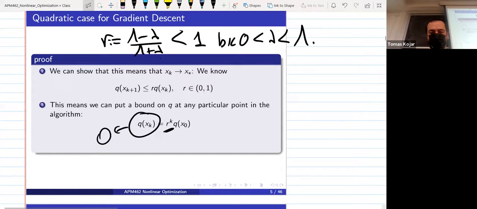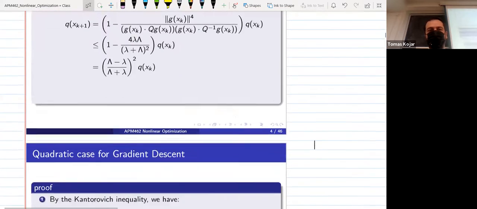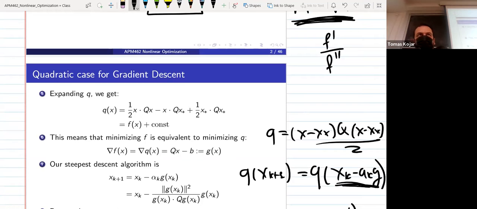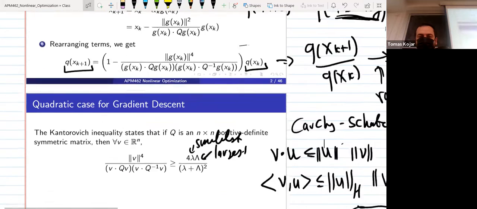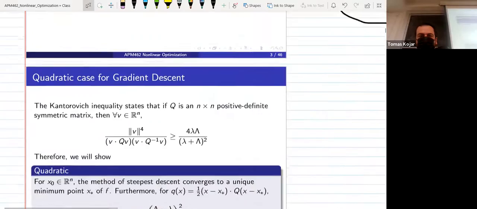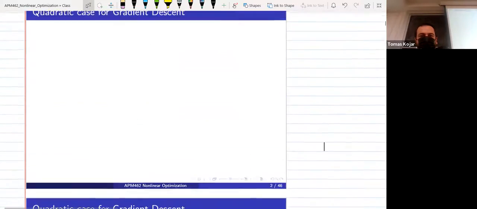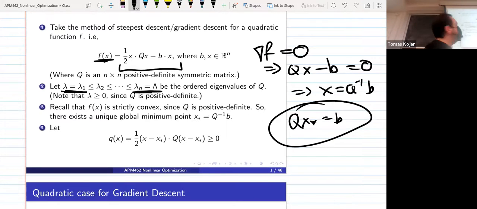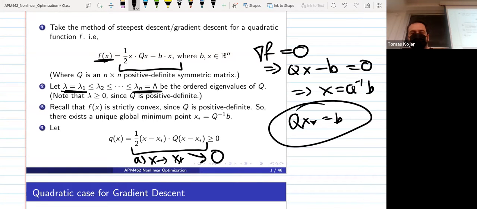So let me go back to what Q was, since that's of interest. So as you can see here, it says that when it hits the minimizer, this guy over here goes to 0, as x goes to x star. And it gives you the speed. It tells you that it goes to 0 with speed r to the k.